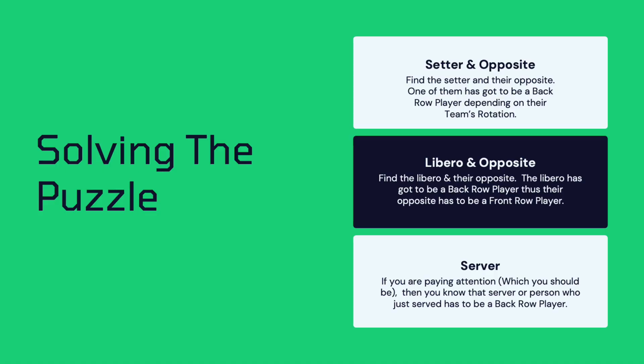The libero and opposite. If the libero is in, happy day, because you know the libero has got to be a back row player. Now you just need to be able to identify who is the opposite of the libero, because you know that opposite has to be a front row player. Now notice that if you can identify the setter and the opposite and the libero and the opposite, then you only have 2 players left on a particular side of the net to eliminate as the potential last back row player.